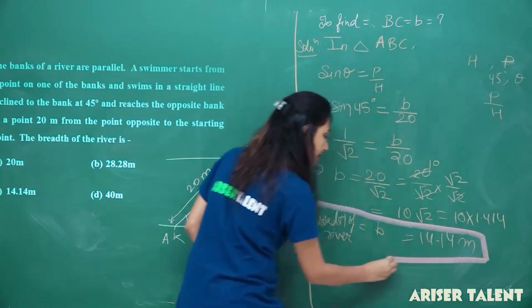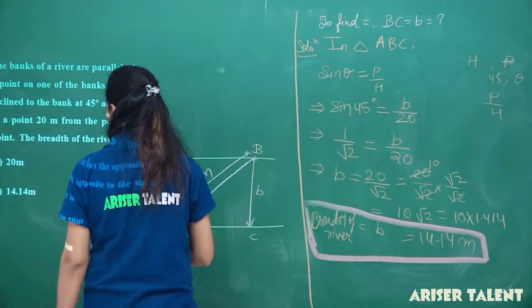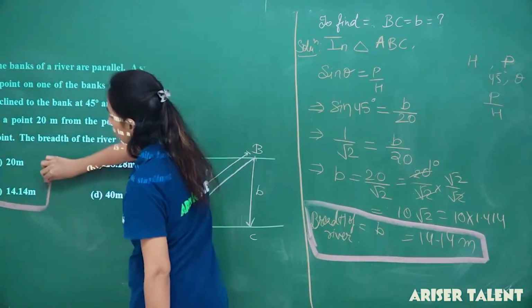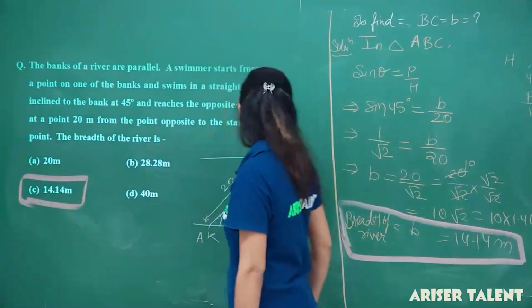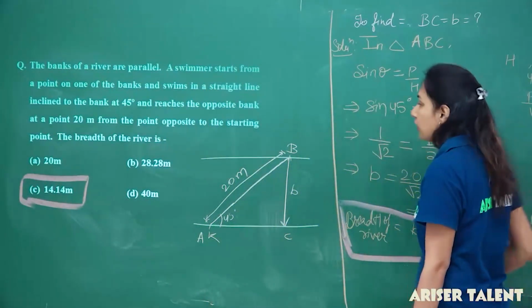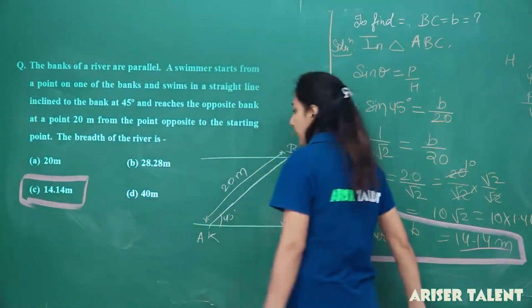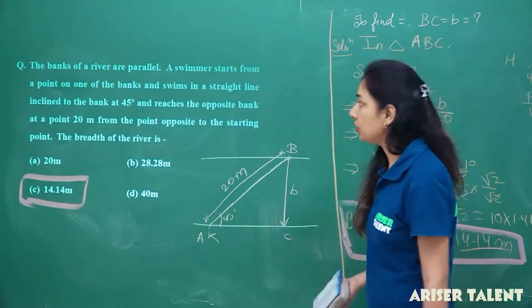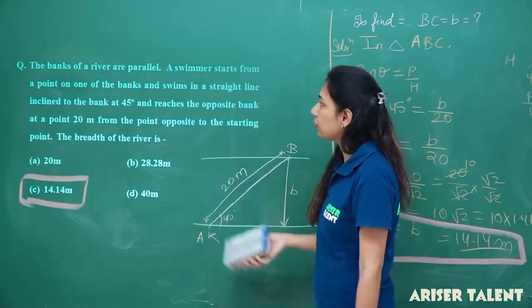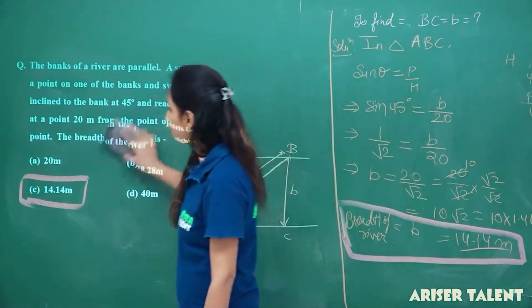Now you can easily see that this particular option C is 14.14 given, and our answer is also 14.14 meters. So this will be the answer or solution of the question. Okay, you understood that particular question? Okay, students.